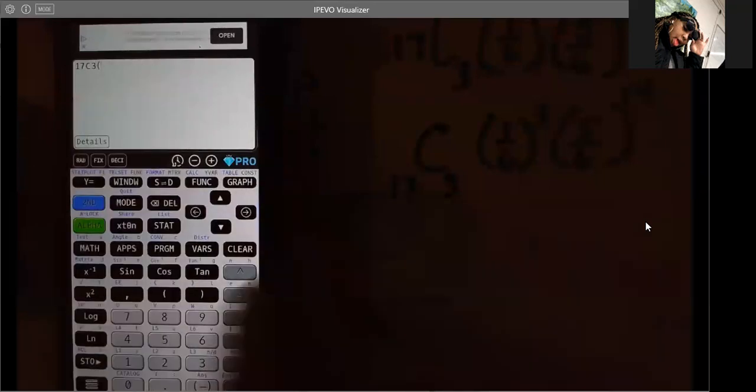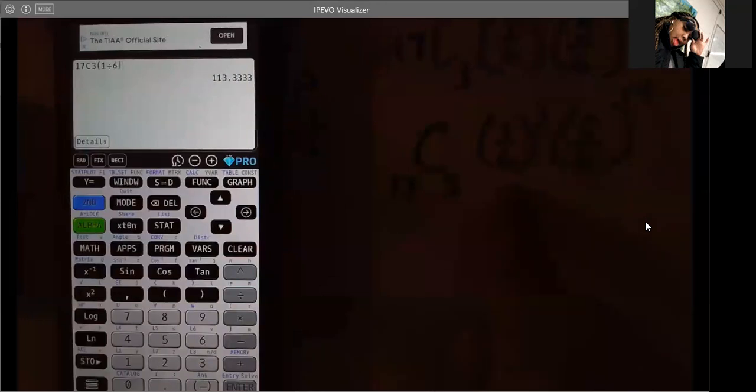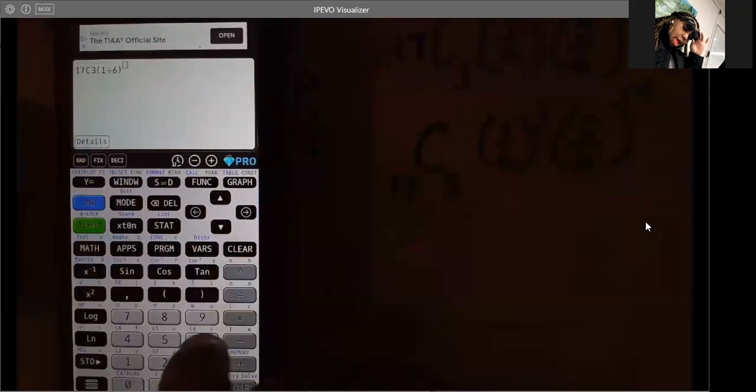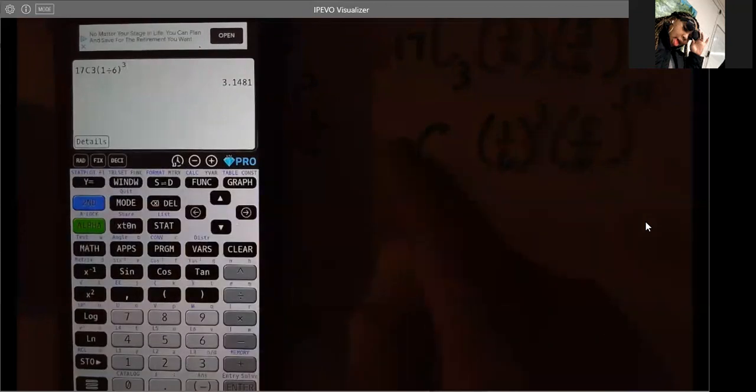Combination of 17 taken 3 at a time. Open the parentheses, put 1 over 6. It'll show 1 divided by 6, but it's the same as 1 over 6. And then we put exponent to the third power. But it's up here, it's superscript, way up here at the top. So you have to hit the right arrow to get out of the exponent feature.